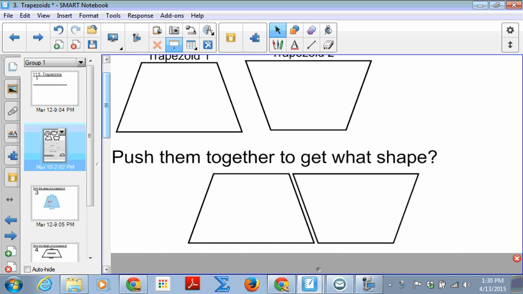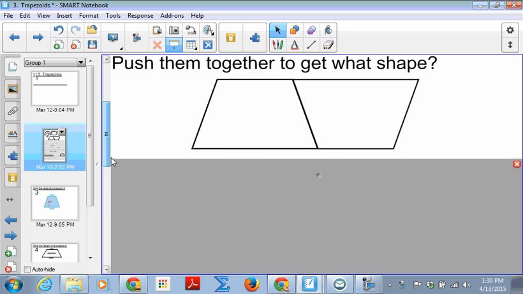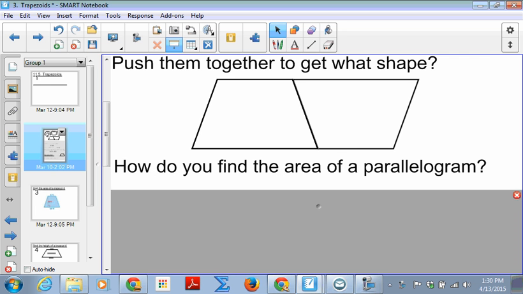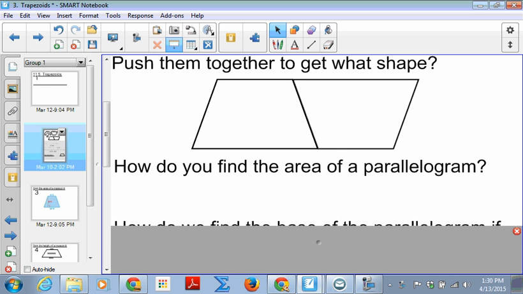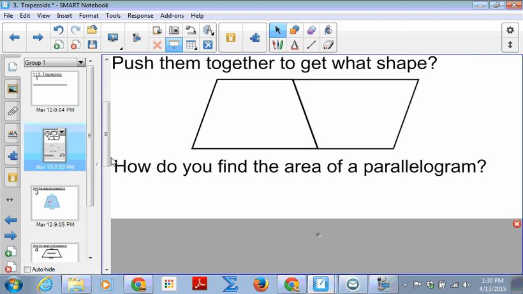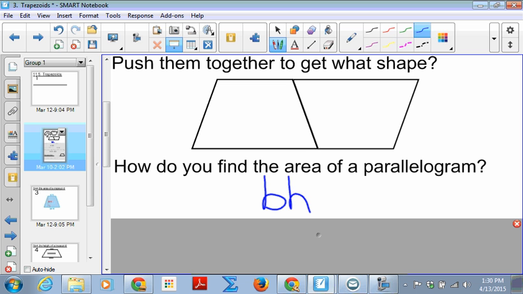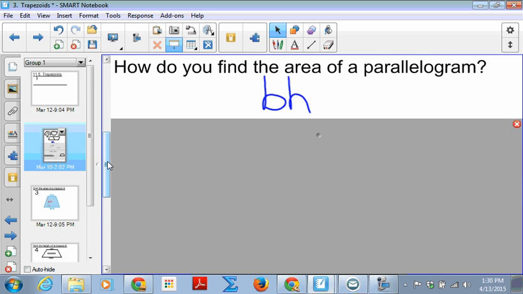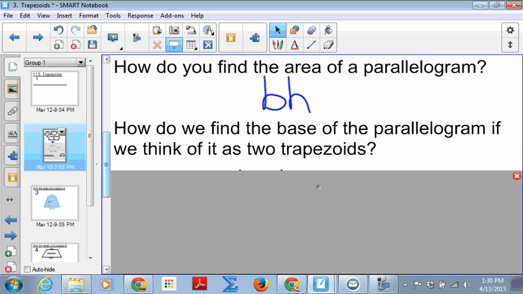And let's see. Okay, and what shape is that? Well, looks to me like a parallelogram. So, recall from the previous lesson, how do we find the area of a parallelogram? We do that just by doing the base times the height. So keep that in mind. So a trapezoid is half a parallelogram, right? Base times the height. So let's think back now, how to find the base of the parallelogram if we think of it as two trapezoids.